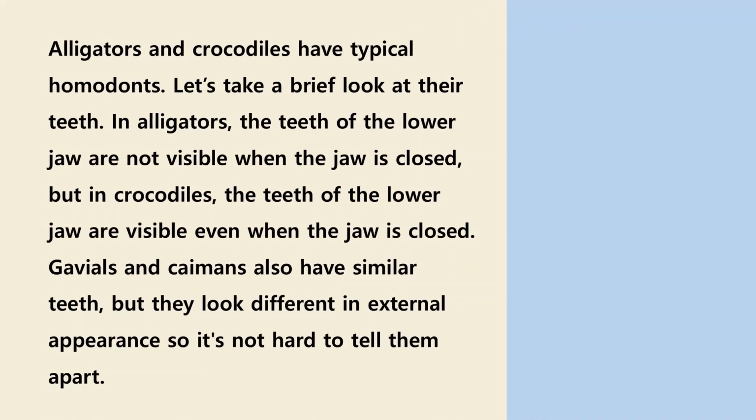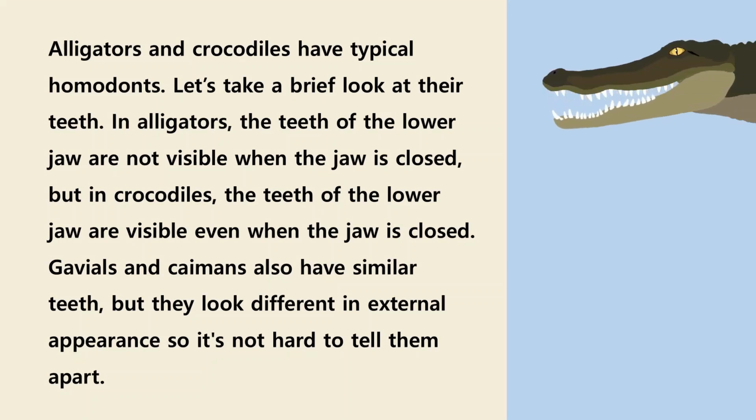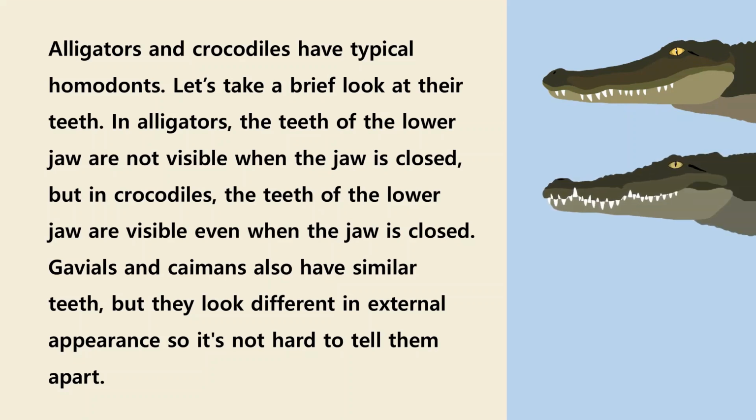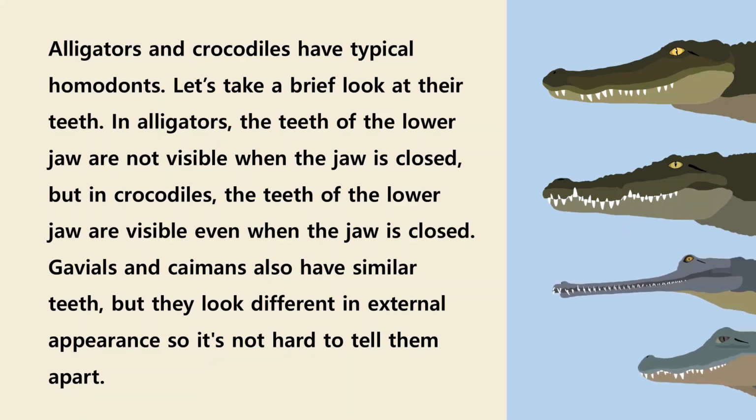Alligators and crocodiles have typical homodonts. Let's take a brief look at their teeth. In alligators, the teeth of the lower jaw are not visible when the jaw is closed, but in crocodiles, the teeth of the lower jaw are visible even when the jaw is closed. Gavials and caimans also have similar teeth, but they look different in external appearance, so it's not hard to tell them apart.